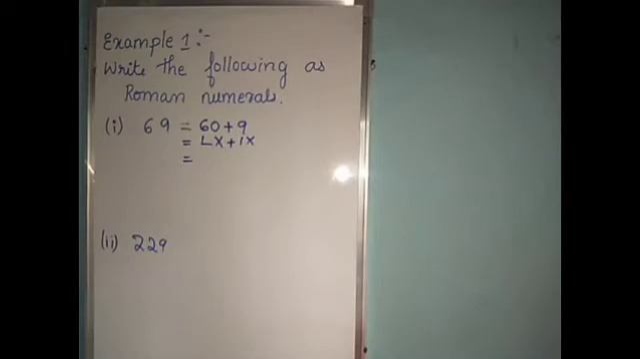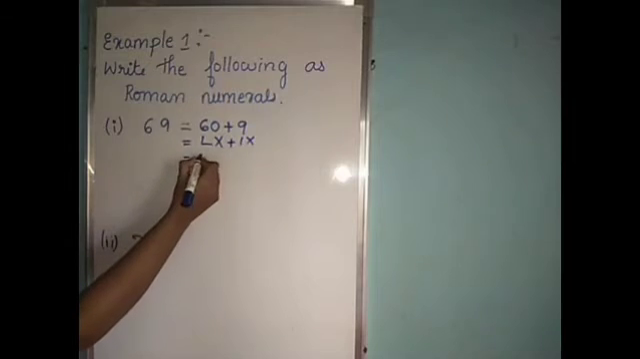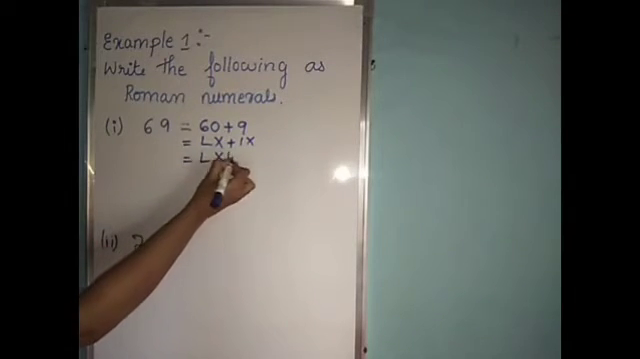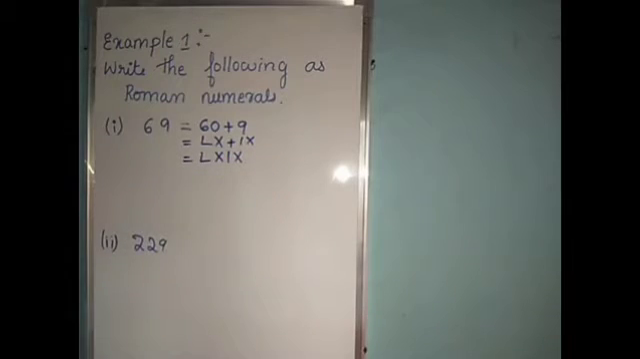In the third step, we have to remove plus sign and we have to write the number by combining all the parts. So 69 is equal to LXIX. We can write 69 as LXIX in Roman numerals.